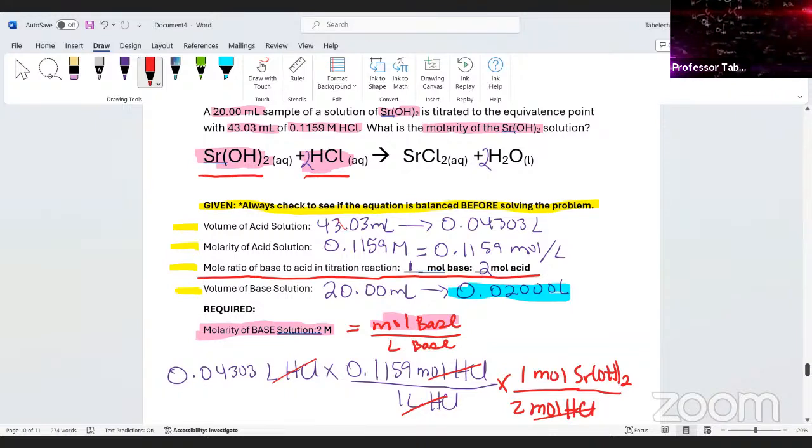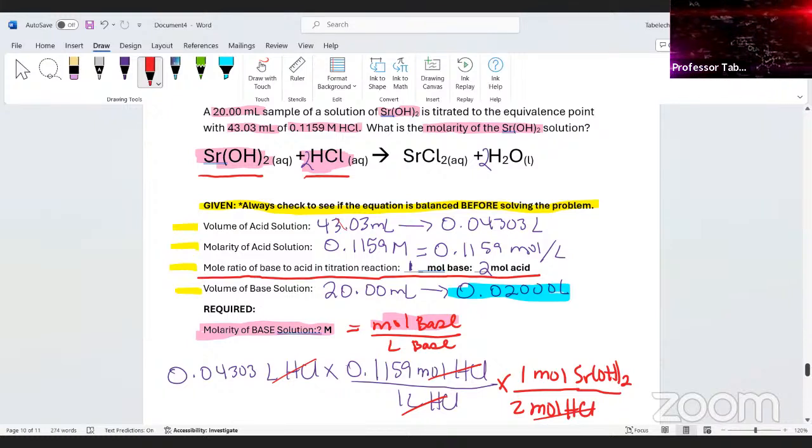Would there be problems where they give product values instead of just reactants? Would the process be the same? No. They're going to have to give you the acid and the base. And let me tell you this too. I'm glad you asked. That's a very good question. Thank you, Jocelyn.